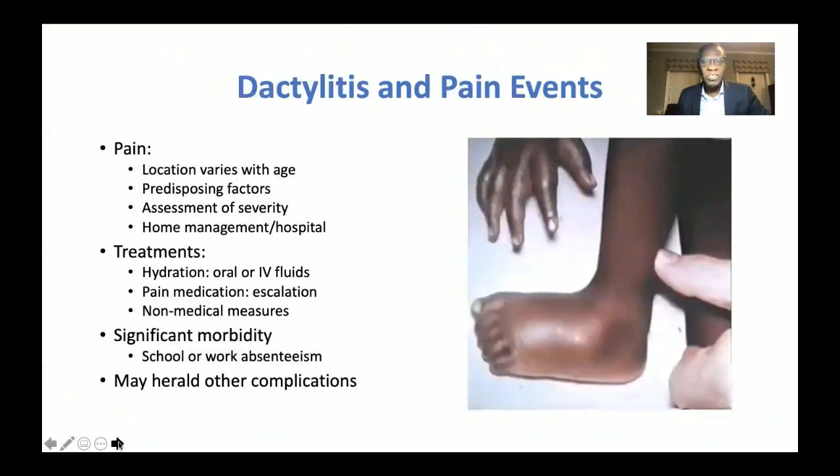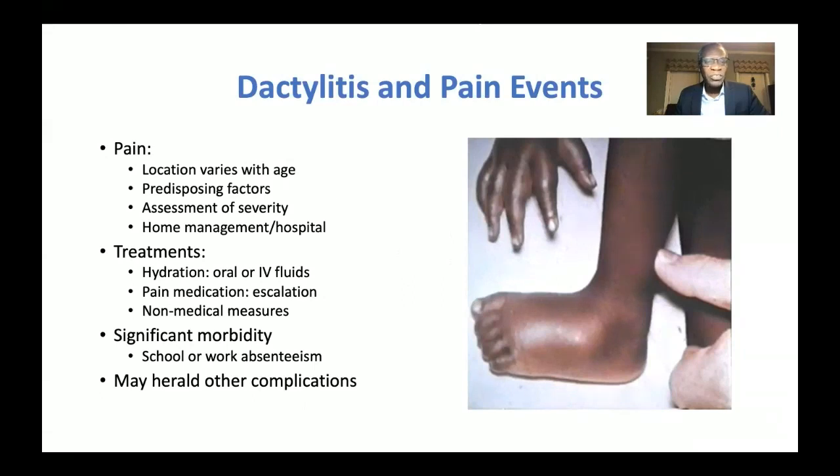The hallmark of this disease is pain events, and in children, a typical occurrence of dactylitis, which is often the first manifestation of the disease. The location of pain varies with age. It is usually in the hands and feet, and then it goes into the long arms and legs and lower back. Predisposing factors are well known, including infections, as well as exposure to cold or other extreme temperatures.